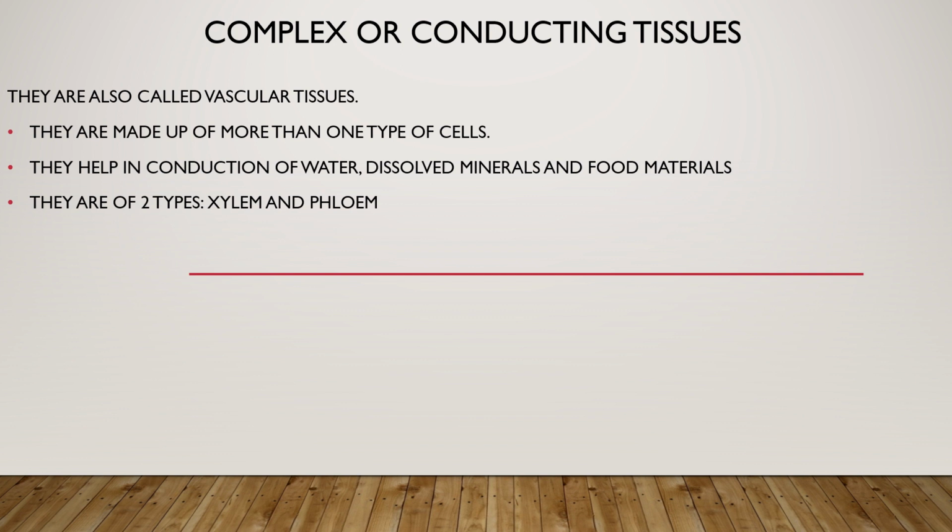Now the other kind of tissues are the complex or conducting tissues. These are also known as the vascular tissues. As I had already told you, the difference between simple and complex tissue is that simple tissue is made up of a single type of cell, while here they are made up of more than one type of cell.